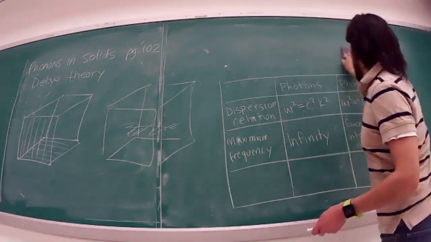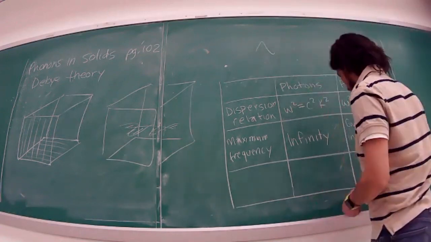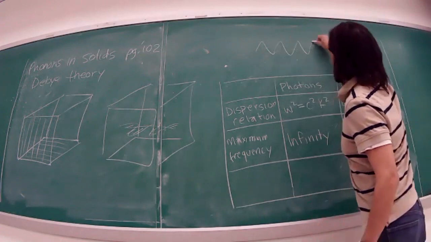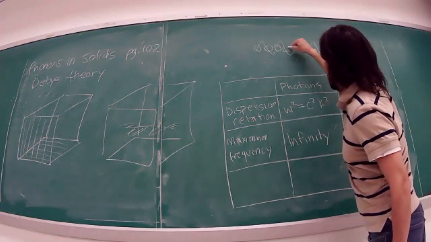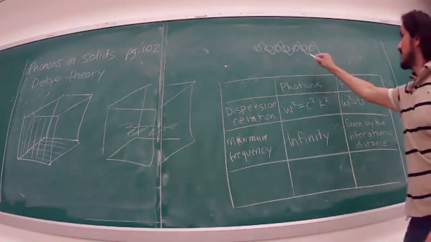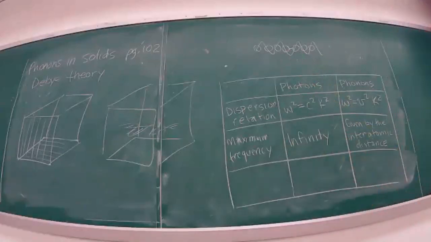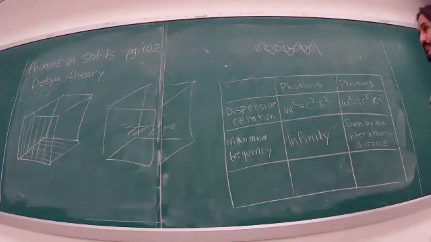If your wave is very high frequency, then your atoms are gonna be over here. They're actually not gonna be moving, right? The separation between them is long enough that they are not able to transmit this wave. So that's why it has a limit.